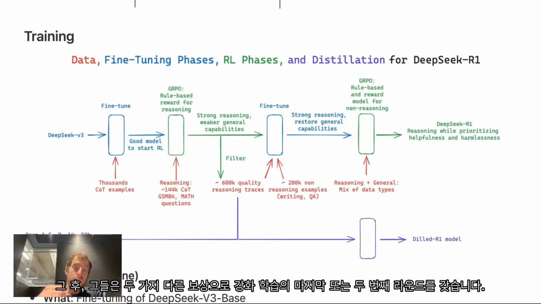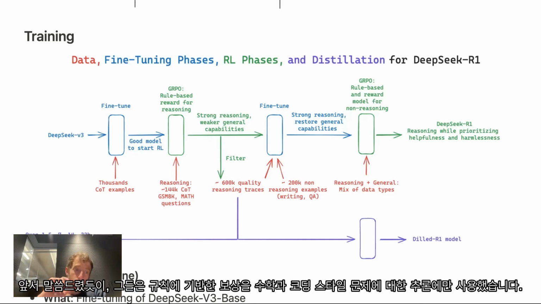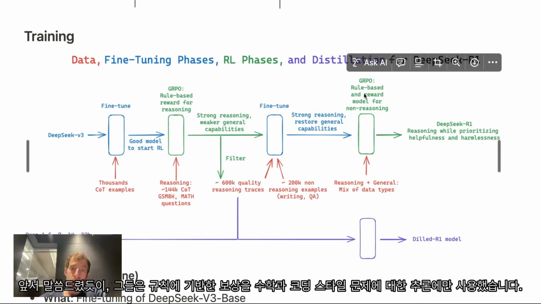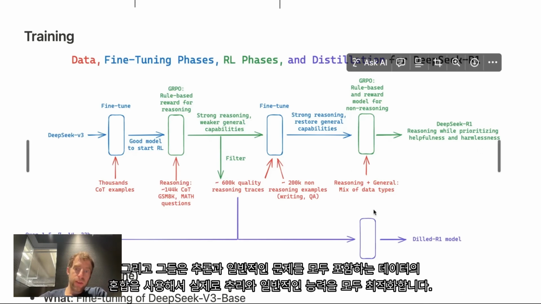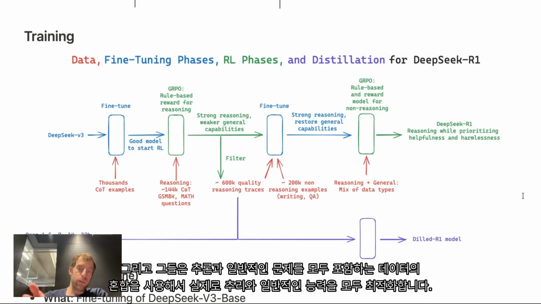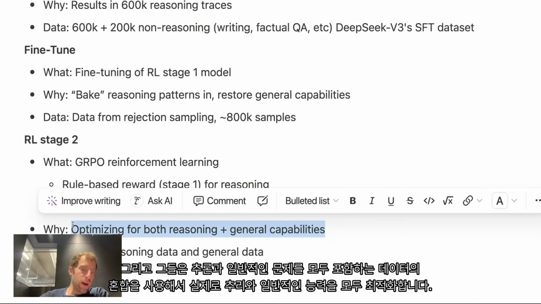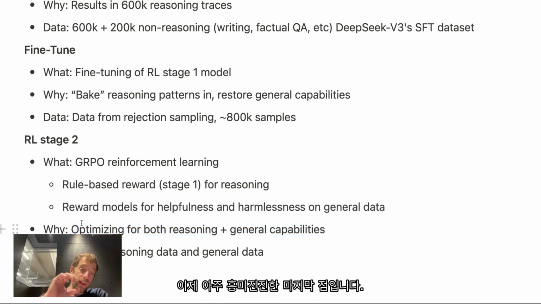Then after that, they have a final or second round of reinforcement learning with two different rewards. So previously we talked about they only used a rule-based reward for reasoning on math and coding style problems. Now they include different rewards for helpfulness and harm as well as reasoning, and they use a mix of data that includes both reasoning and general problems to really optimize for both reasoning and general capabilities. Okay, so that's really the second stage of RL.